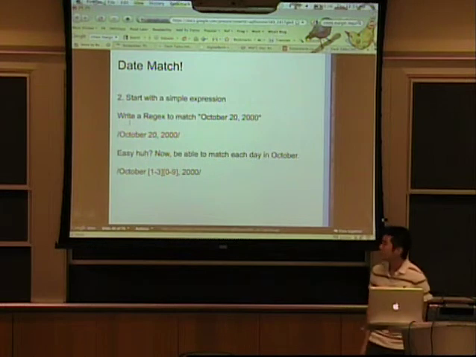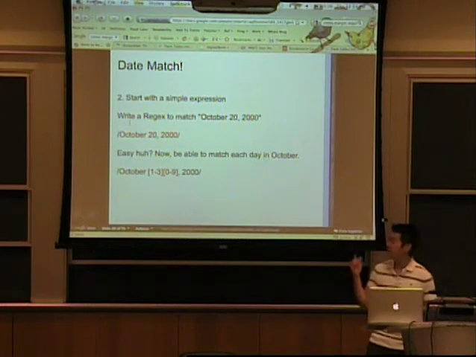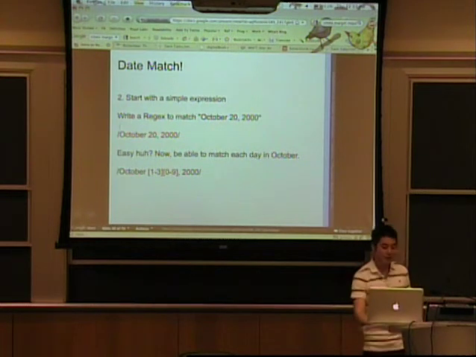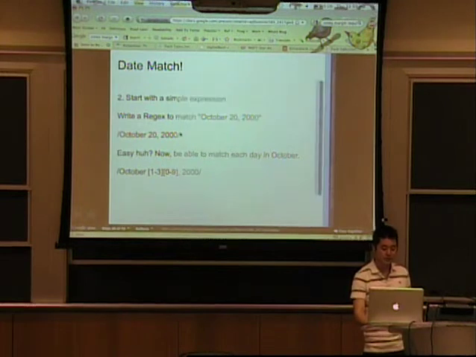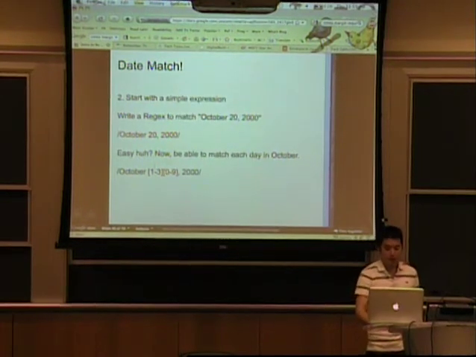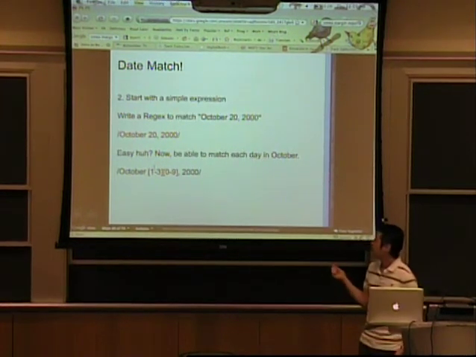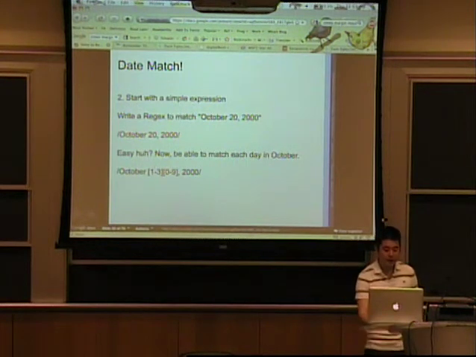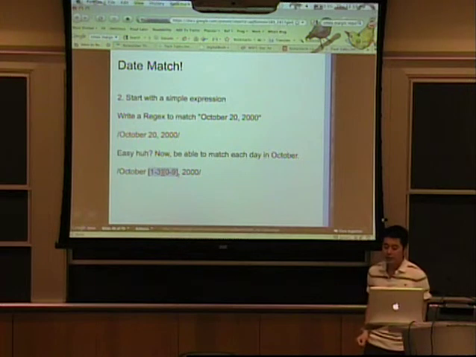So we're going to start with something super simple. Just match a date in October. So we're going to just use all literals, and that's the regular expression, and that'll match October 20th. Okay, now we want to modify it to match each day in October. So we can add this.